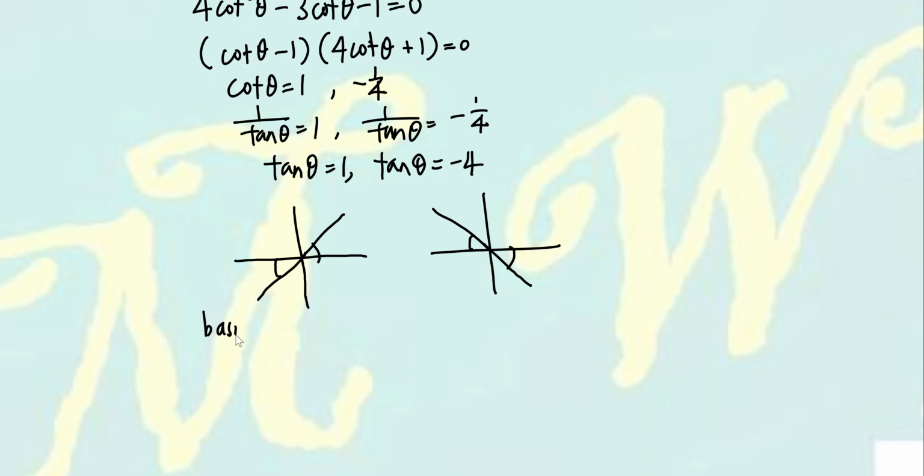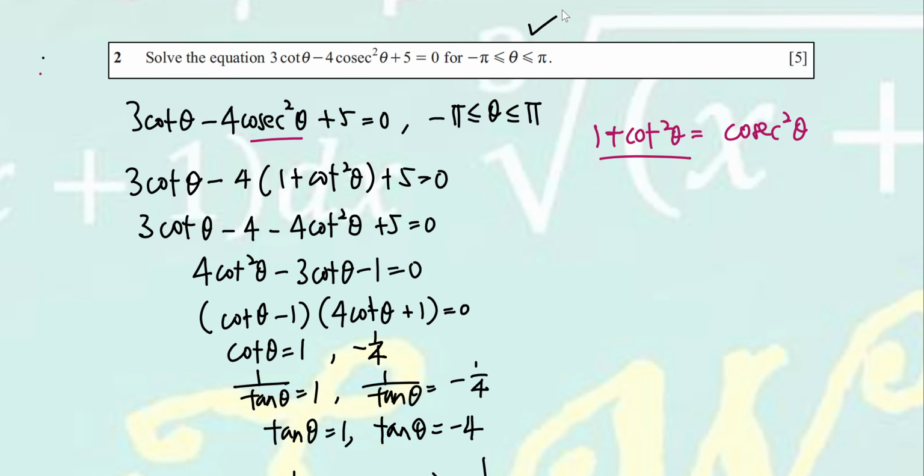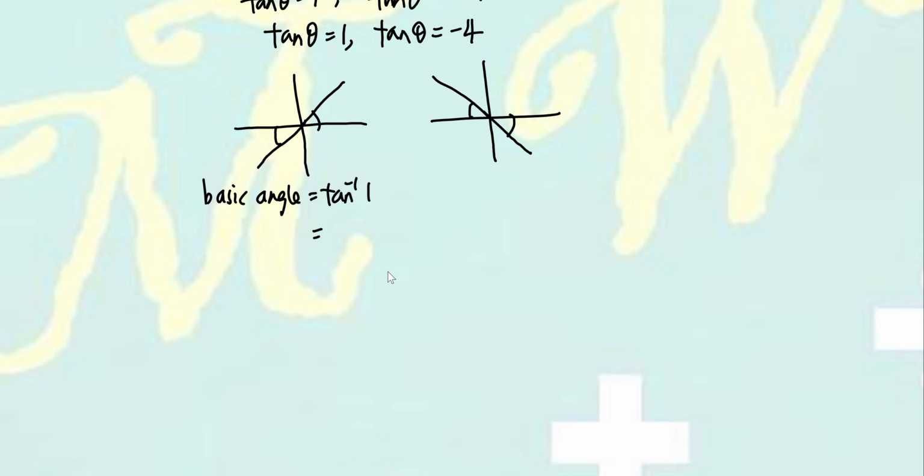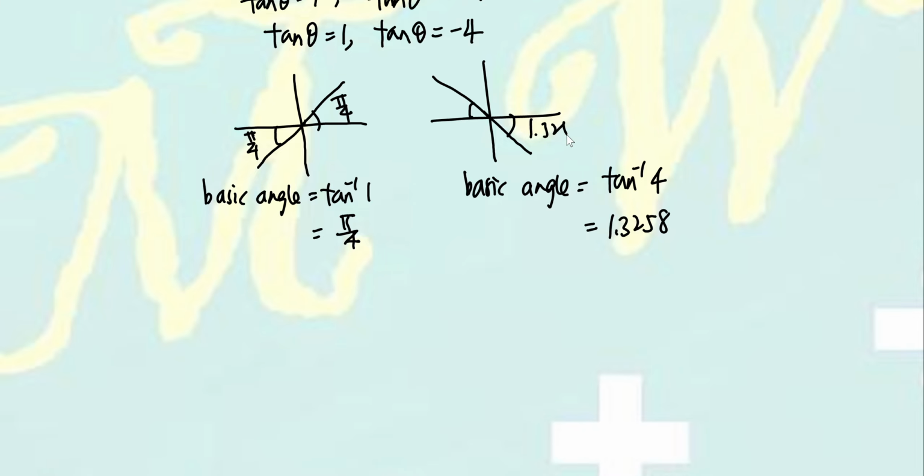So here basic angle equals arctangent 1. Now look at the interval. It is minus pi to pi, that means in radians. Then I can just leave it in pi over 4. Okay, which means here is pi over 4. And for the other one, basic angle is arctangent 4. Okay, the minus is just to show you the location of the angle. So from here, I will get 1.3258. I give more significant figures here.